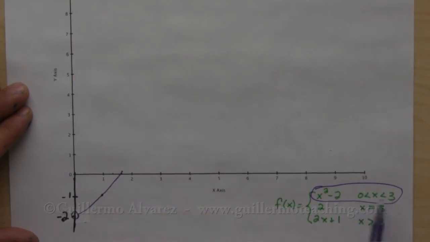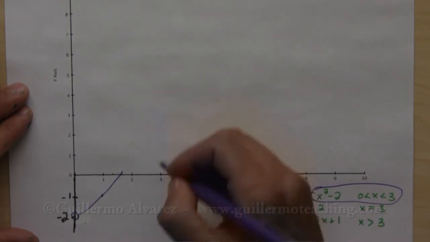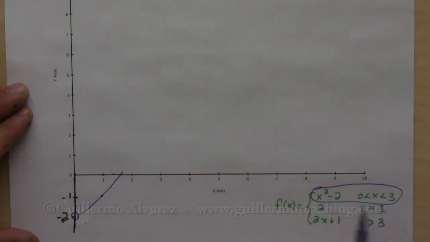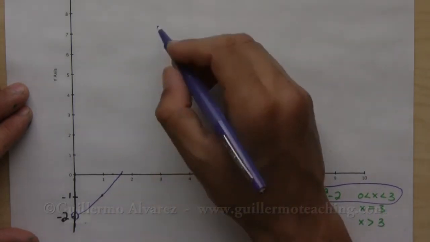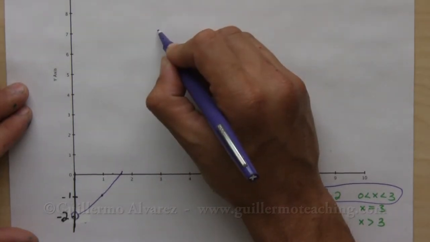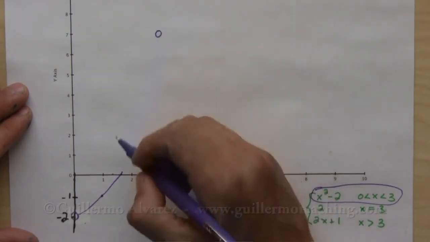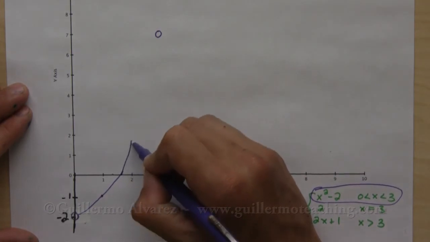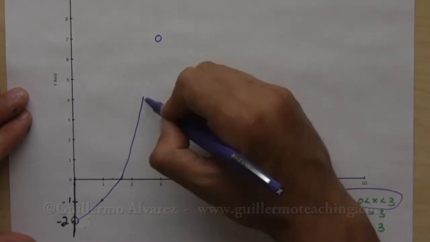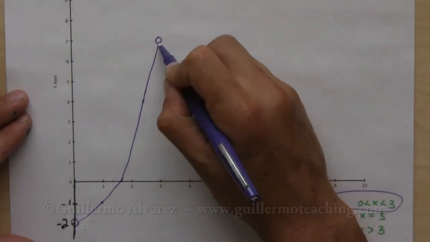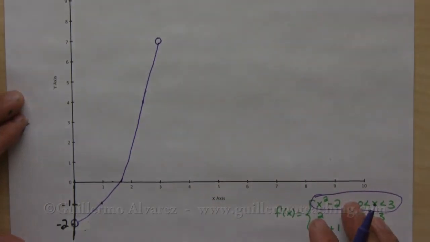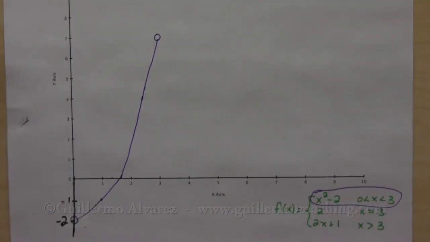you'll notice that at 3, if I plug in 3 here to see where it's going to be at x equals 3, we would get 7. But not including the value at 3. So at 3 it's going to equal 7, so I'm going to put an open circle there. And I'm just going to kind of continue on here. Well, that was pretty good. Okay, so that's what that first part looks like.